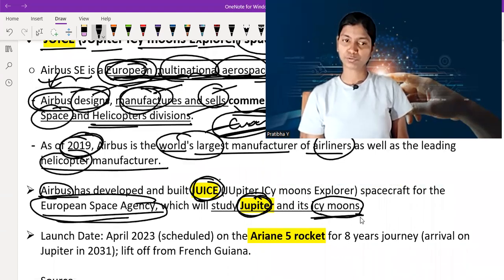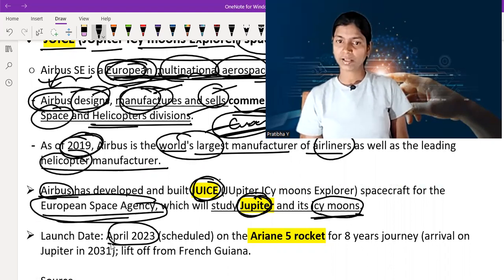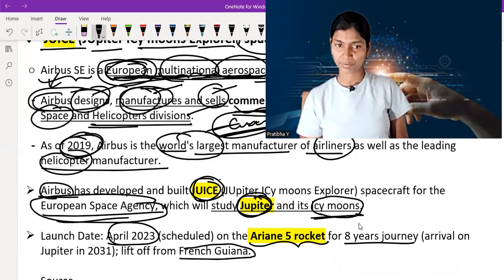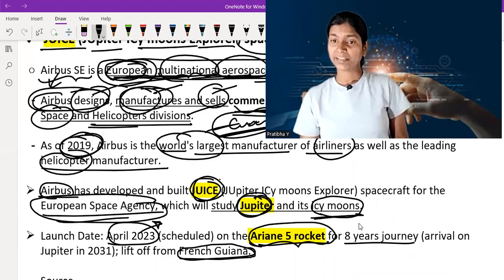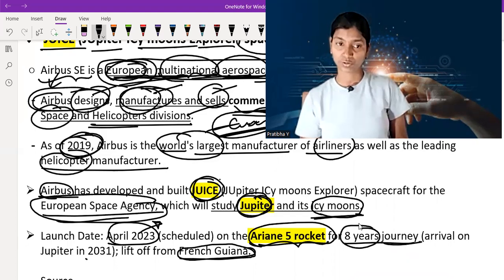Launch date of JUICE is April 2023. On April 2023, on the Ariane 5 rocket for an 8-year journey, JUICE lifts off from French Guiana. Its journey is 8 years. That means its arrival at Jupiter is 2031.